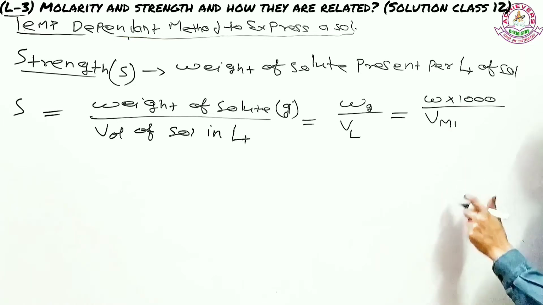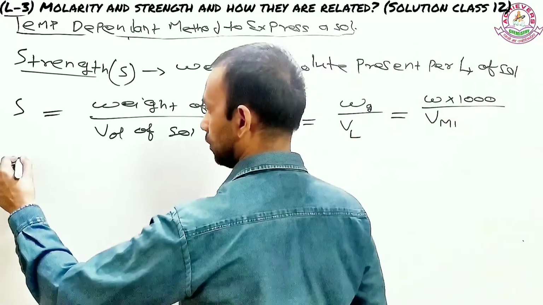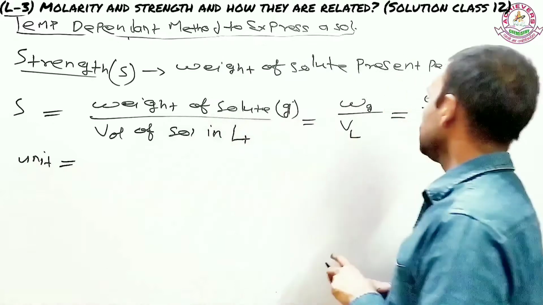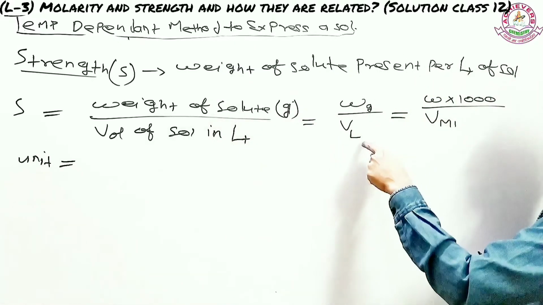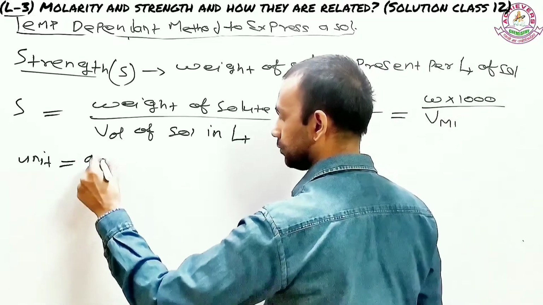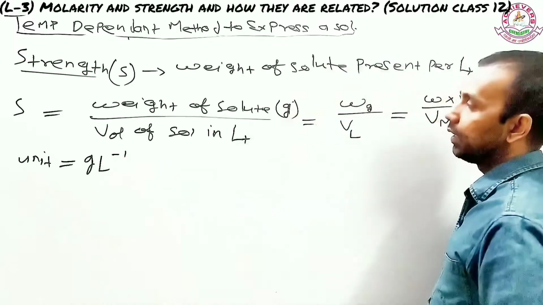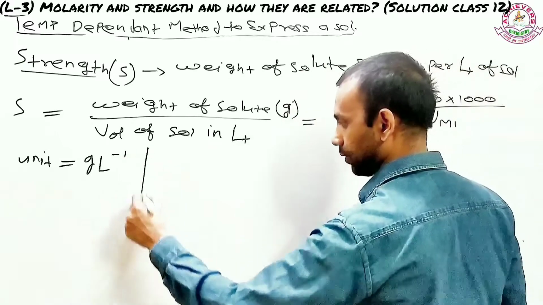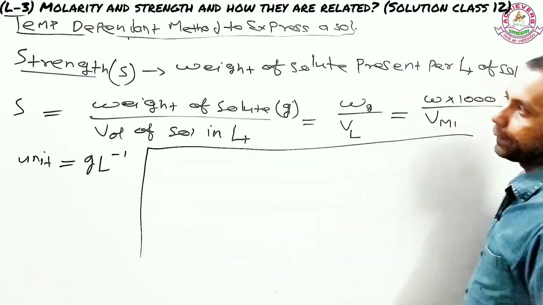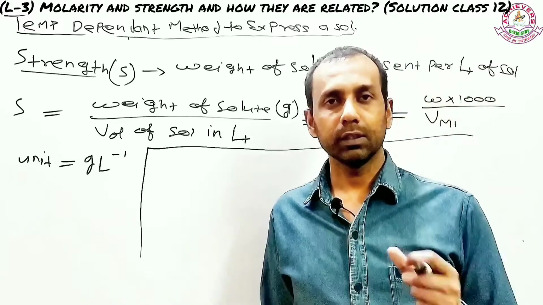Now the question is, what is the unit going to be? So let me write the unit here. Of course, it's quite easy. The unit is going to be gram per liter. So this is the unit. Now, another thing I want to do is to take you through the relation between the molarity and strength.